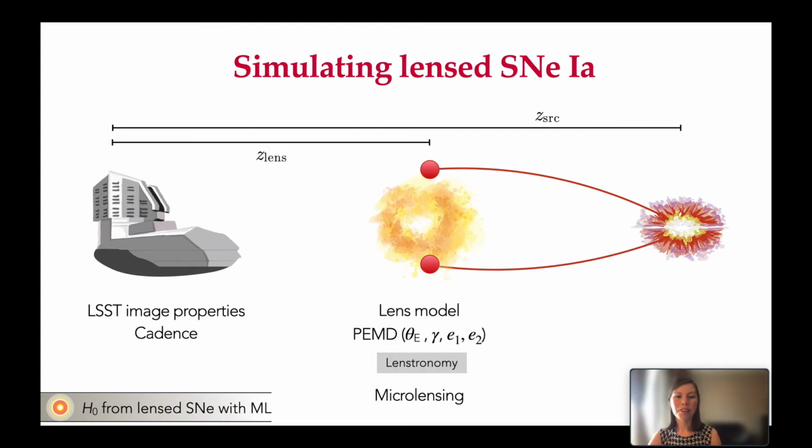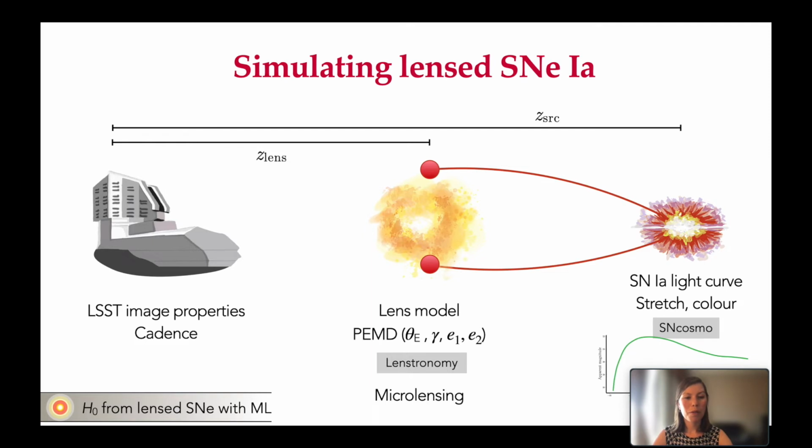And for the lens galaxies, we assume a power law elliptical lens model which has 4 free parameters: the Einstein radius, the power law slope, and the 2 ellipticity components. And then we also include microlensing, which I will come back to in more detail later on in the talk.